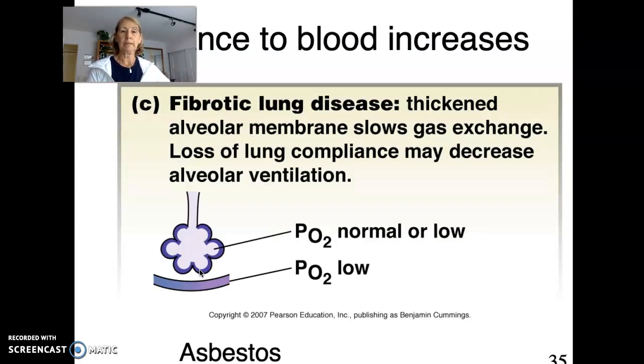What about fibrotic lung disease? This could also happen after the same conditions that I just told you. It's a thickened alveolar membrane. It's thickened because it's trying to protect itself. It's like, oh my gosh, all this coal is coming into my lungs. Let me just make a layer that's thicker, not allowing that to come in. So now this oxygen could be normal coming in, but it can't cross that fibrosis that's happened in the lung. Therefore, pH low.